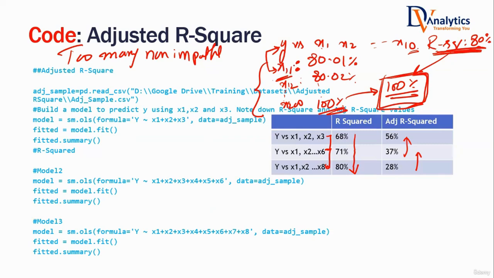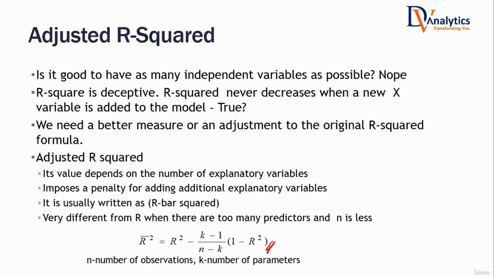Decrease. The decrease factor, this is that penalty factor. If you're adding a new feature, adjusted R square will decrease if the feature is not impactful. Is it true that adjusted R square will always decrease when you are adding a new feature? No, sir. Adjusted R square will also increase when the variable is impactful.